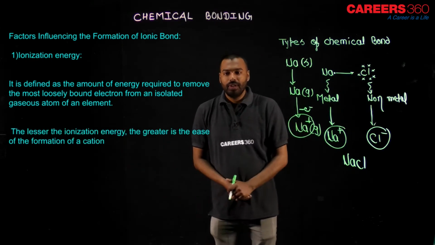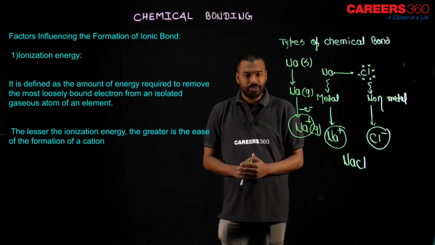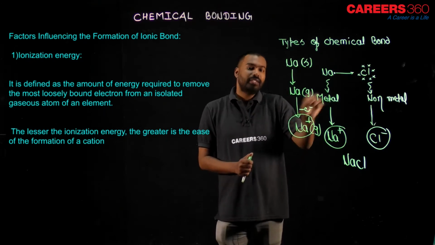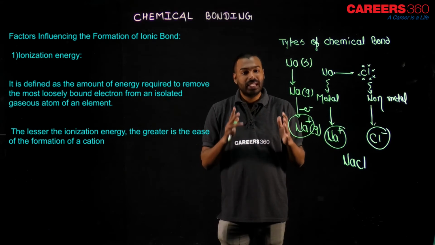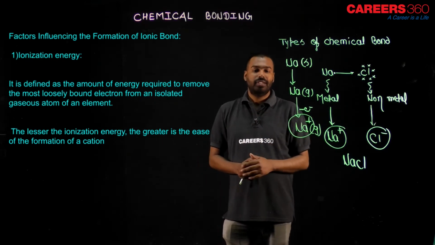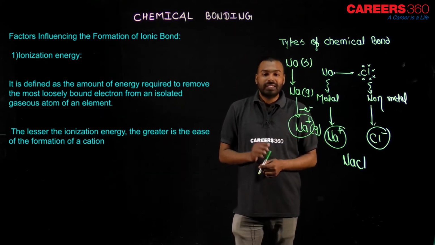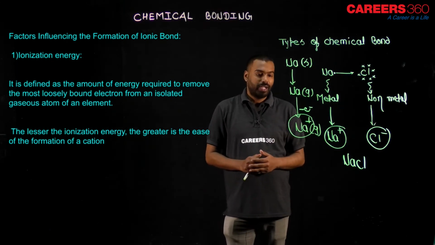So, let us see now. Lesser the ionization energy, if I supplied less energy to the system, and with less energy only it is releasing the electron, it is good for us. We should always use less energy. The system should consume less energy to do the good thermodynamic process.